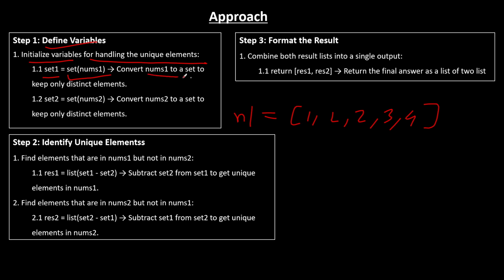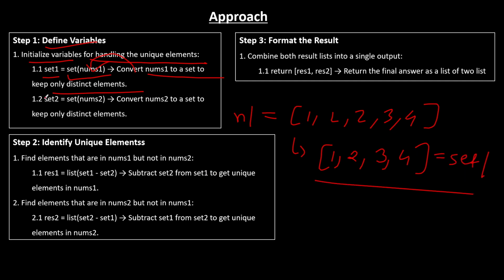and what we are doing is converting nums one to a set, keeping only the distinct elements as we discussed earlier. So what we did, we put nums in a set. So it boils down to 1, 2, 3, 4. Now we can see that set one consists of only unique elements.